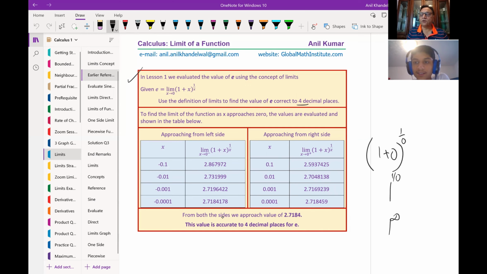So again, we have a function which is an indeterminate form when x is approaching 0. But either way, it could be indeterminate, but we can find the limit as x approaches 0. The idea is we will see what happens to the value when we approach from the left-hand side and from the right-hand side. When you do your calculations, from the left-hand side, you approach a value which is 2.71841. And also from the right-hand side, you get the same value. Do you see that?